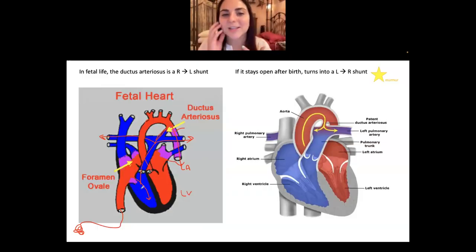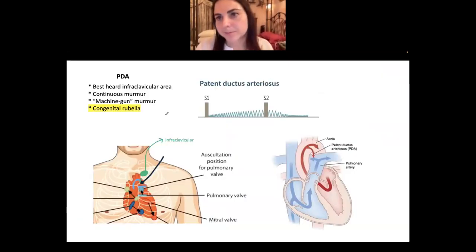So in fetal circulation, the ductus arteriosus is a right to left shunt. We're coming from the pulmonary artery to the systemic circulation. After birth, normally this closes, which is fine. But if it stays open, if it stays patent, that's when you get the left to right shunt. So that's when the shunt reverses. And that's what can cause a murmur.